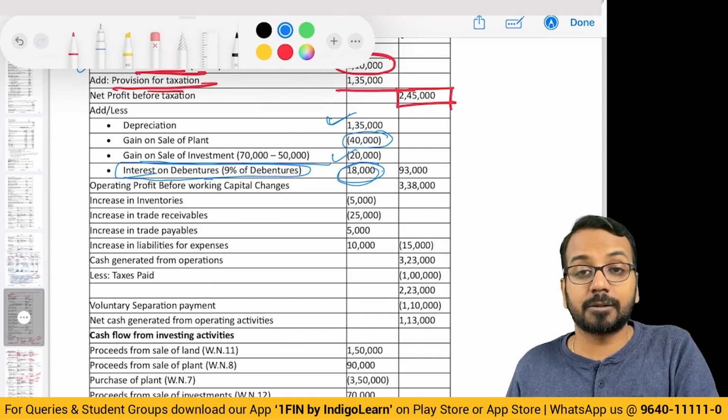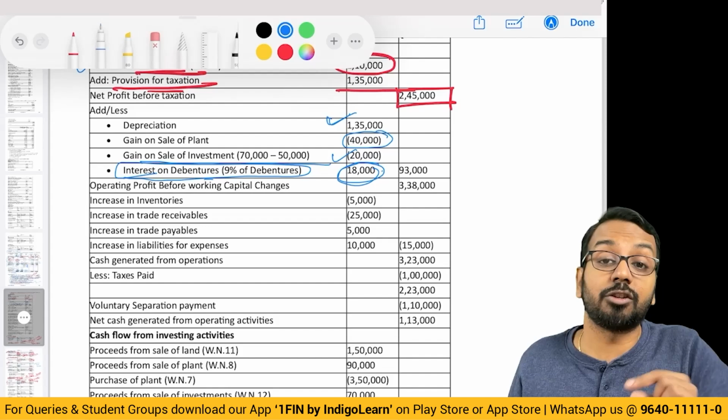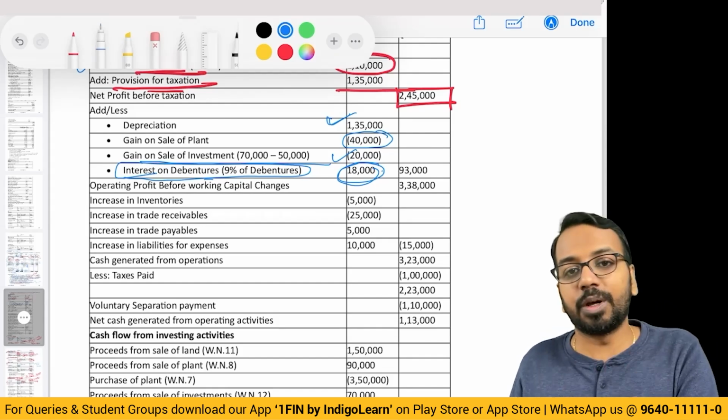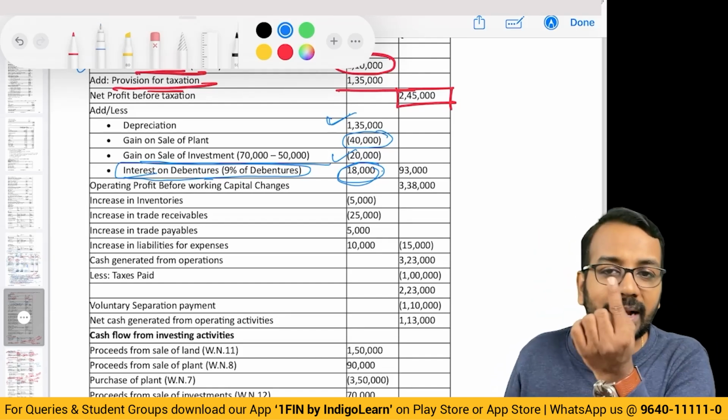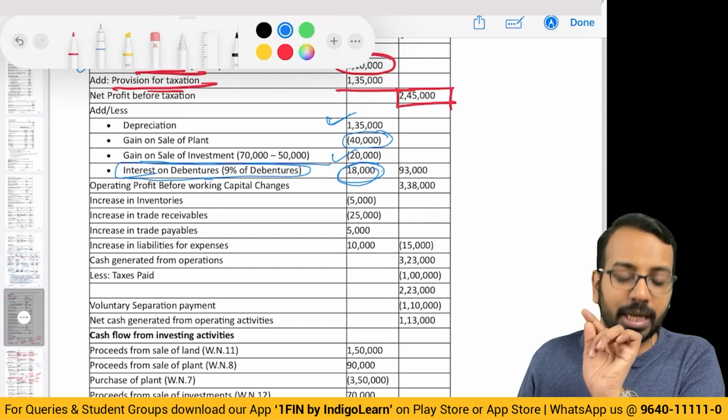Okay. Now there is a chance that you may miss it in the examination. Don't worry, even if you miss that in the examination, you will maximum lose only 1 mark. You will not lose more than 1 mark.